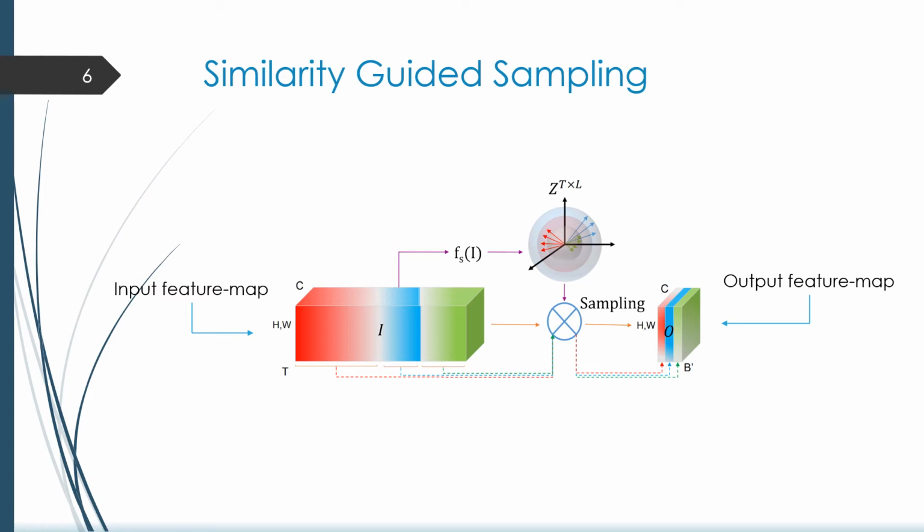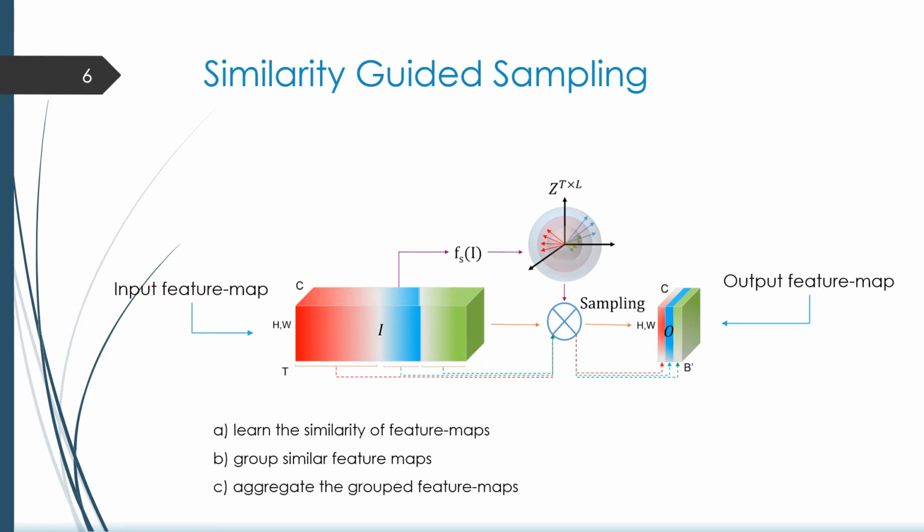To do so, we need to: A. Learn the similarity of feature maps, B. Group similar feature maps, and C. Aggregate the grouped feature maps.